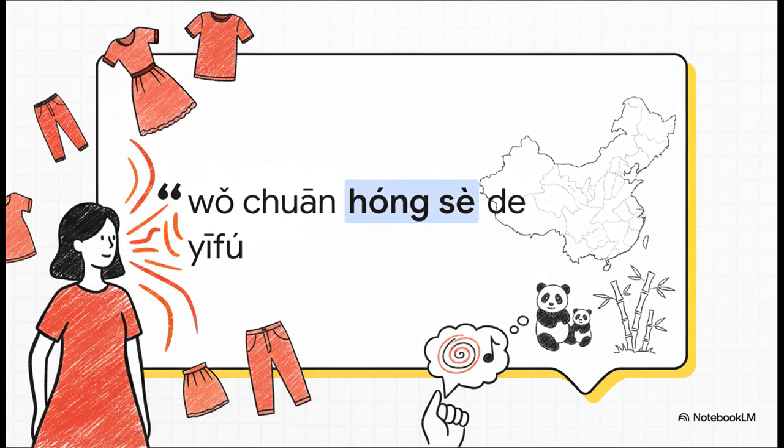我穿红色的衣服. Okay, great. Now let's try it a bit more connected. 我穿红色的衣服. Your turn. Try that.